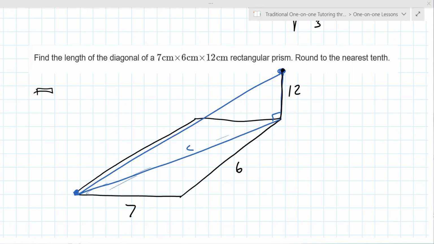How are you doing on this one? I'm doing good. Okay, so I already know the squares of 7 and 6, and I added those together and then square rooted them. I get 9.2 for C. Okay, so you think C is 9.2. Yes. Okay, so you square that, add 144, and then take a square root to find the last part.